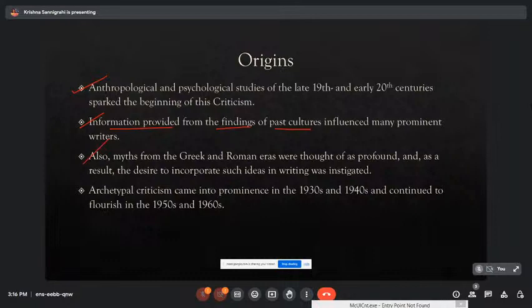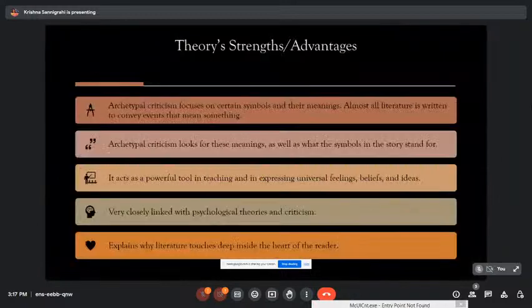Also, myths from the Greek and Roman eras were thought of as profound, and as a result, the desire to incorporate such ideas in writing was instigated. So, the myths employed in the Greek and Roman eras were thought of as profound, that is, of very much importance, and as a result there was an interest in incorporating them, making them a part of writing, so that whoever reads that piece of writing will come to know about the Greek and Roman myths which have been made a part of that piece of literature. So archetypal criticism came into prominence in the 1930s and 40s and continued to flourish in the 1950s and 1960s.